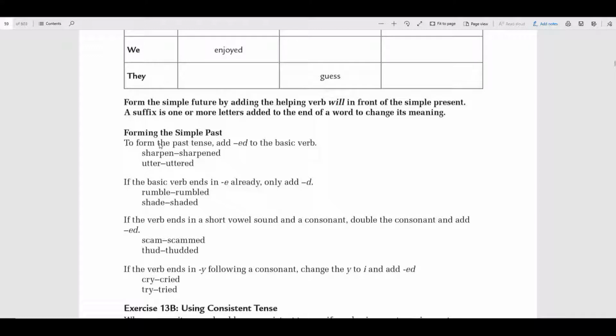Now, to form the simple past, to form the past tense, add ed to the basic verb. Sharpen, just add ed, sharpened. Utter, add ed, uttered. If the basic verb ends in e already, only add a d. So rumble already ends in an e, so just put a d. Shade ends with an e, put a d. These are simple little spelling and grammar rules.